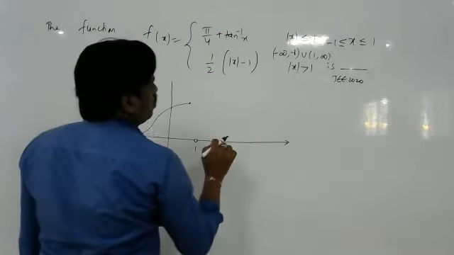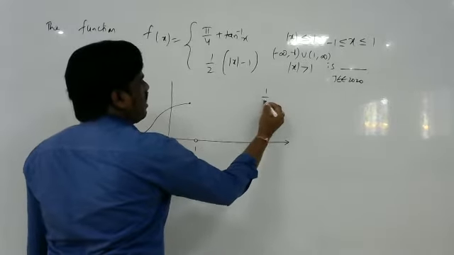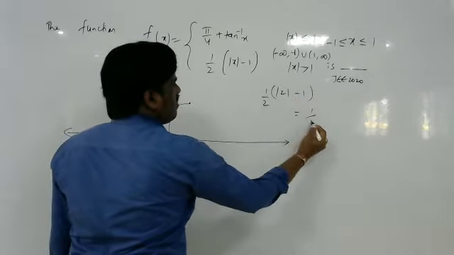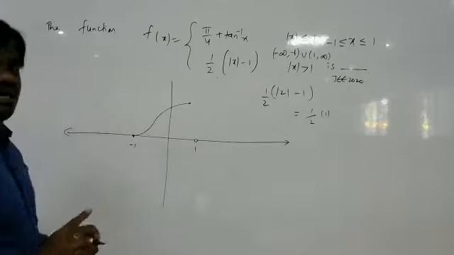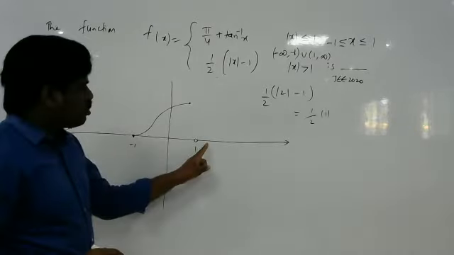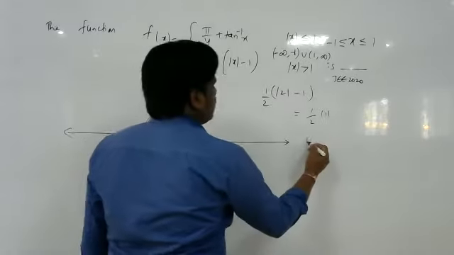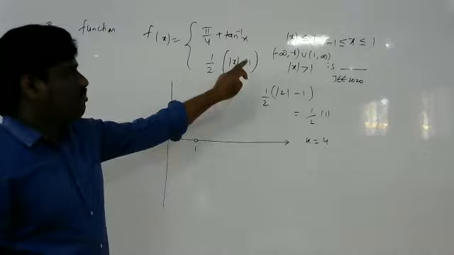Now I substitute some number, 2. If I substitute 2, what do I get here? Half into modulus 2 minus 1. That means half into 2 minus 1, which is 1. So I am getting half. When I substitute 2, I am getting half. If I substitute x equal to 4, mod 4 minus 1, I get 3 by 2.